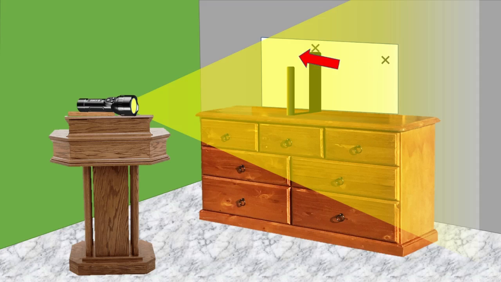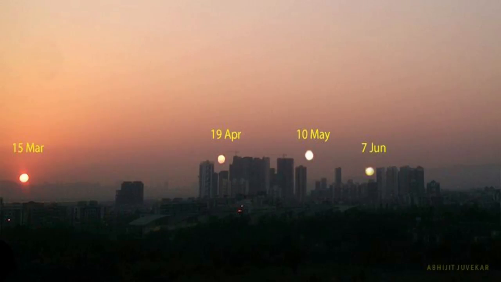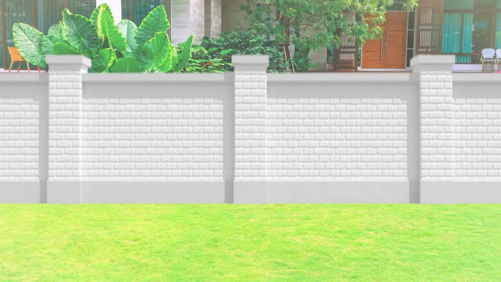From this activity, you will realize that as the position of the table changes, the position of the shadow also changes. If the position of the sunrise and the sunset on the horizon are observed for the whole year, you will realize that they keep on changing. Let us try to understand the reason behind this with the help of the next activity.